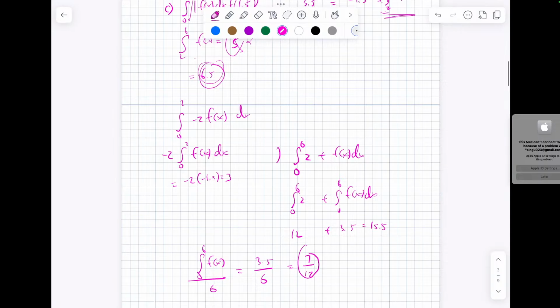That's not a proper notation. You're not supposed to have a decimal in a fraction. So you can multiply top and bottom by 2 to get 7 over 12. Yeah, the proper notation, you should not have a decimal point inside the fractions. It just doesn't make sense.